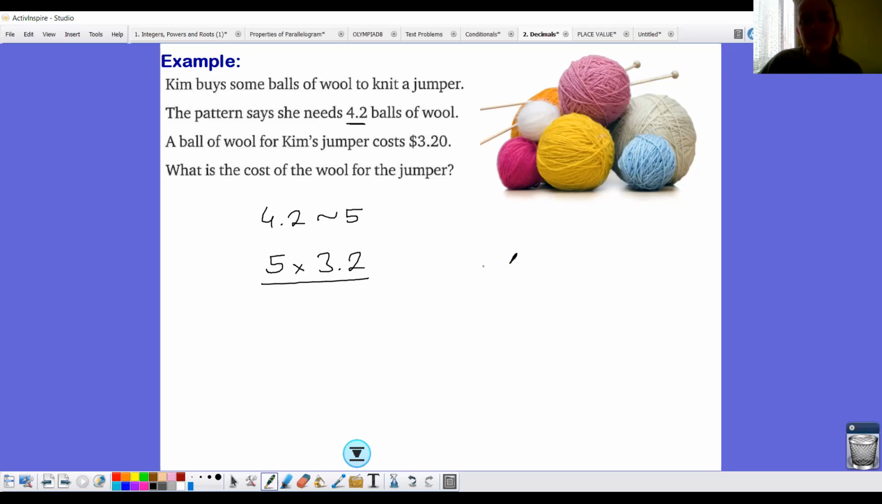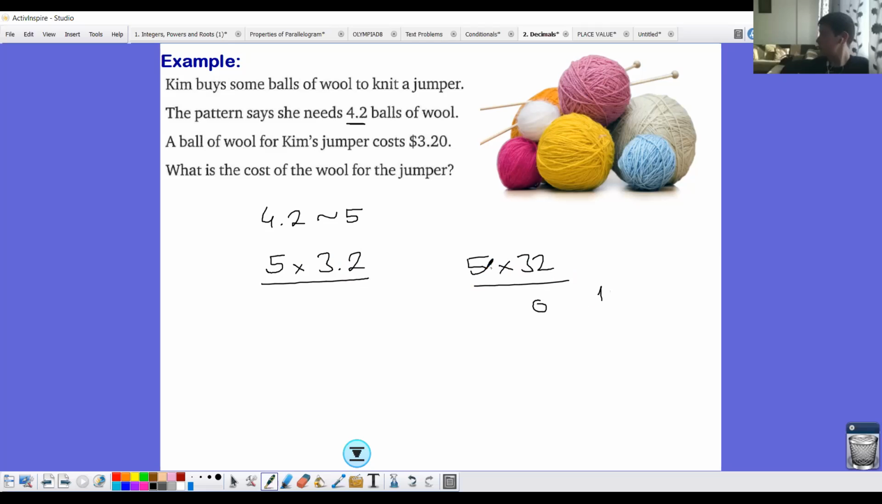Firstly, we'll multiply this one as a whole number. Do you remember? 5 times 32. 5 times 2 will be 10. Write 0, carry 1 in mind. 5 times 3.